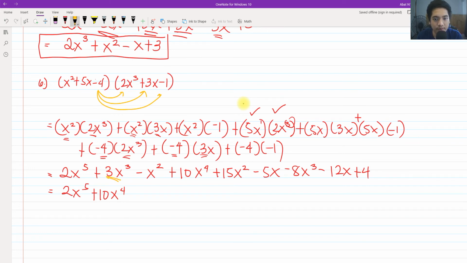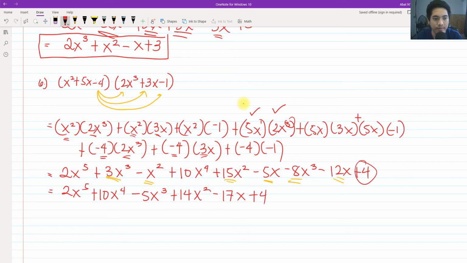Raised to 3. 3x cubed, positive 3x cubed, and negative 8x cubed. So that would be negative 5x cubed. And then x squared, negative x squared plus 15x squared is 14x squared. And then we have x, negative 5x minus 12x is, they add up negatively, negative 17x. And then we have the constant 4.